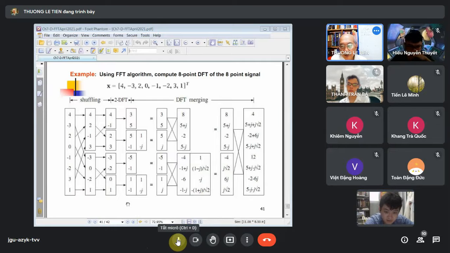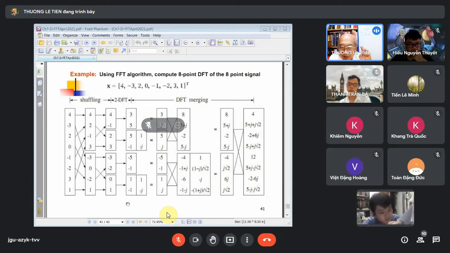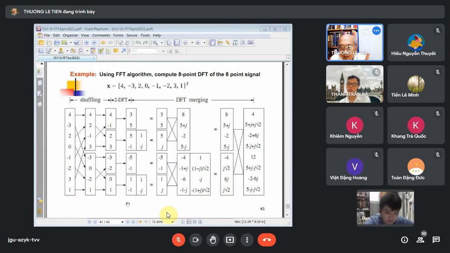I mentioned many times that the endpoint must follow the rule 2 to the power of B. So that means N, big N, should be 2, 4, 8, 16, 32, 128, 256, 1024. It cannot be 15, cannot be 10, cannot be 9, or cannot be 6. Just 2, 4, 8, 16, 32. That is the reason why in the FFT, N should follow the rule 2 to the power of B, because when you get the values of big N like that, you can do the shuffling. Otherwise, you can't.